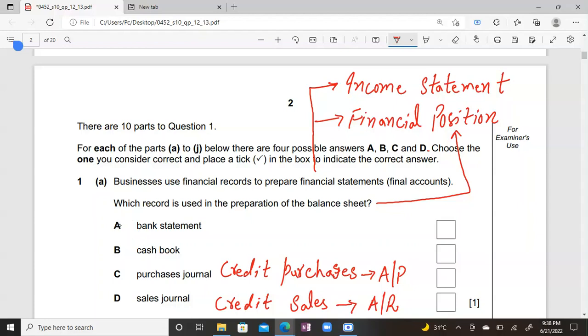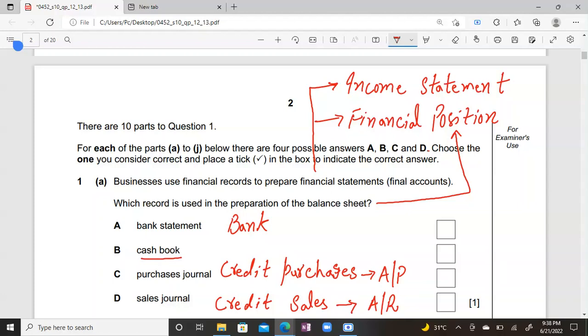So now here we can see option A, the bank statement. The bank statement gives us the details at the end of the year of how much amount we have in the bank. So this gives the information about the bank balance. We may have a debit balance, which means that the money is in the business bank account, or we may have a bank overdraft, which is a current liability. But the cash book is also in the options.